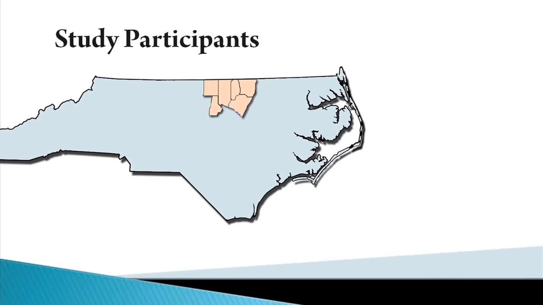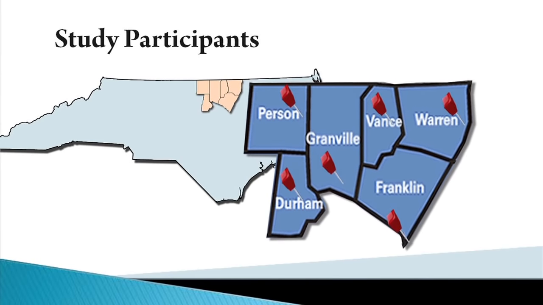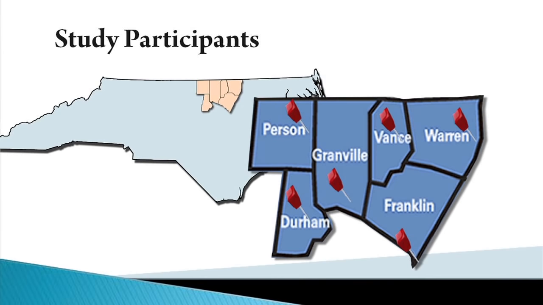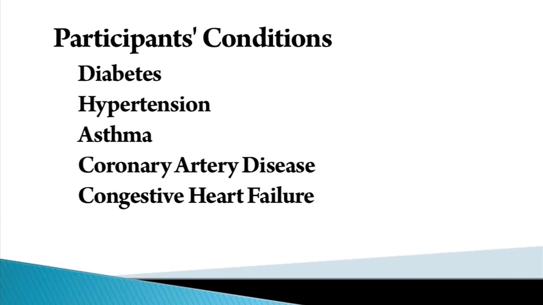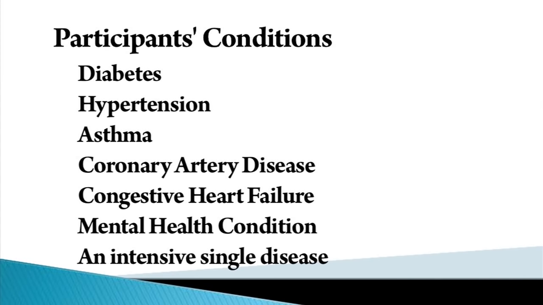Well, the patients we worked with actually lived in six counties in the northern Piedmont of North Carolina. We had identified about 6,000 patients who had complex health needs. We defined a complex health issue as having two chronic conditions, and we drew from a list of conditions that the Institute of Medicine had identified, or patients who had a mental health condition, or patients with just a single disease that was very intensive, such as end-stage kidney disease, where patients are on dialysis, or sickle cell disease.